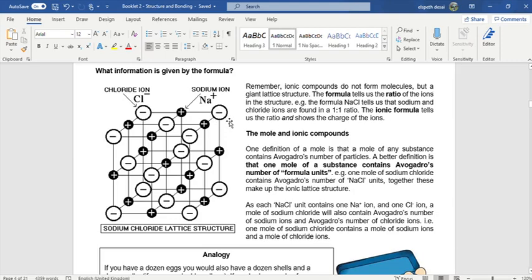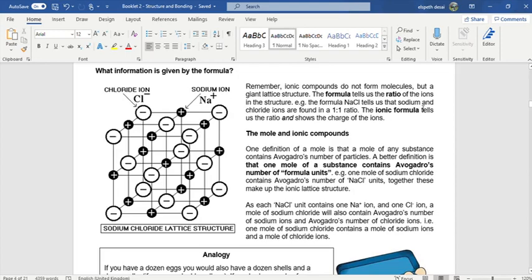So in this sodium chloride example, the formula NaCl tells us that sodium and chloride ions are found in a 1-to-1 ratio. That means that in this structure, for every 1 chloride ion, so the Cl minuses, the negative ones are the chlorides, I'm going to have 1 sodium. So they're found in a 1-to-1 ratio.